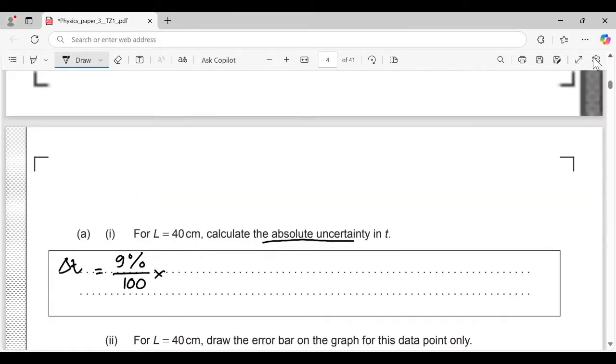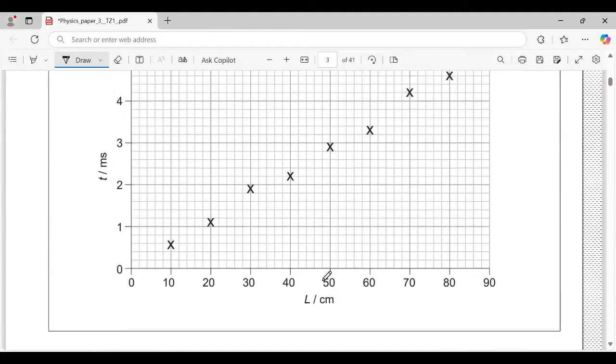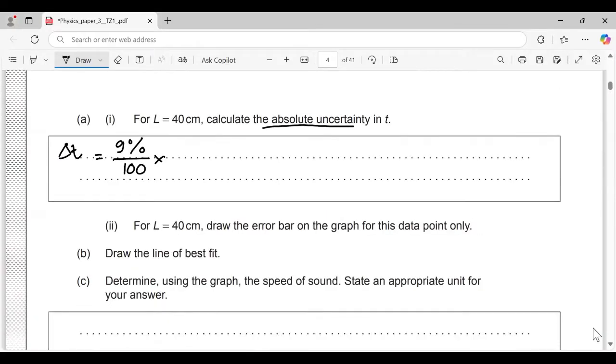So we need to find t when L equals 40, which is 2.2 milliseconds. So the result is 0.198 milliseconds. And after that, rounded, it becomes 0.2 milliseconds.